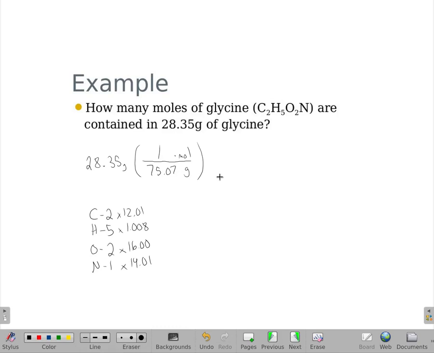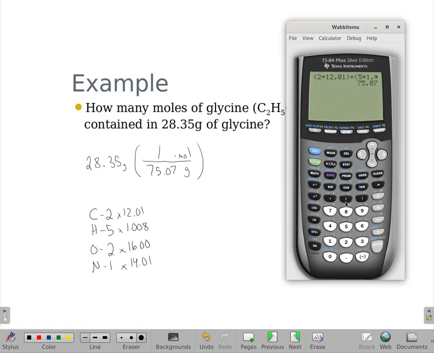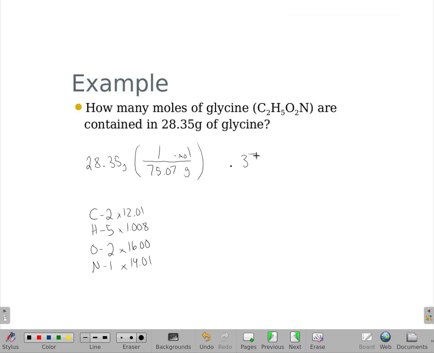And that's all we'll need to do. So we take that 28.35 divided by my previous answer, and I get that we have 0.3776 moles of glycine there.